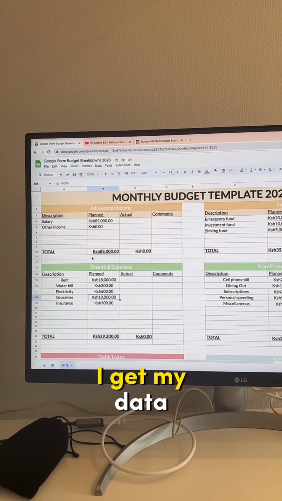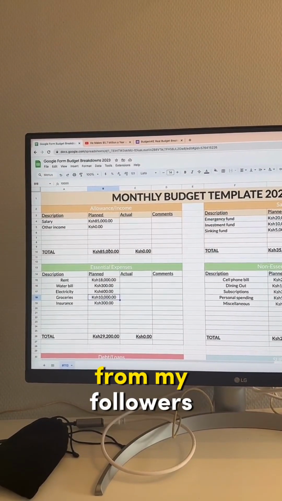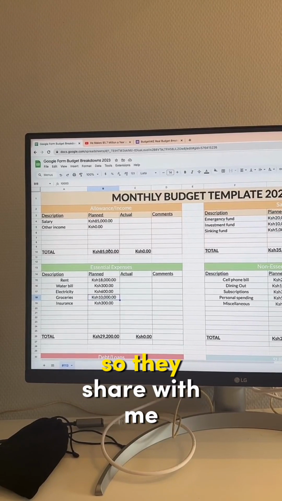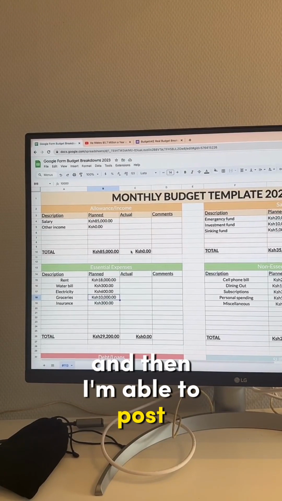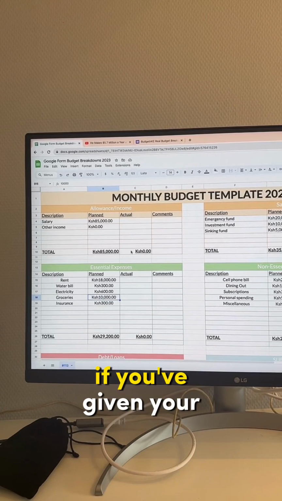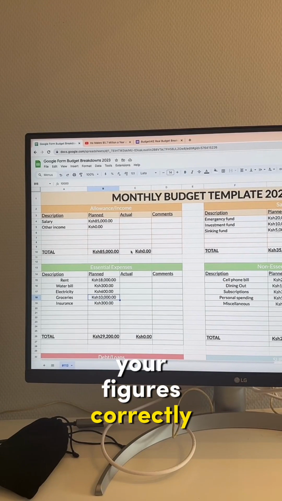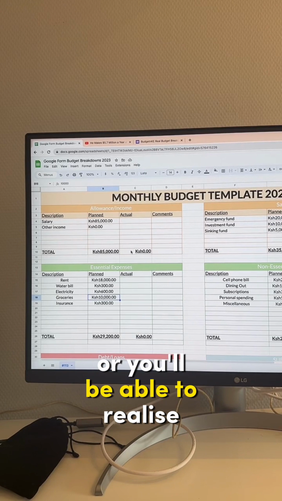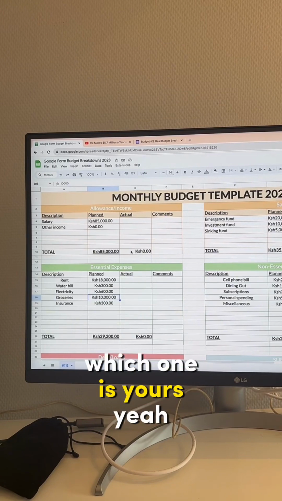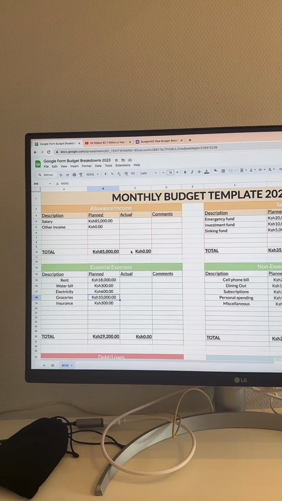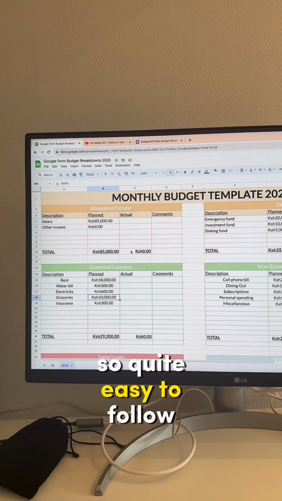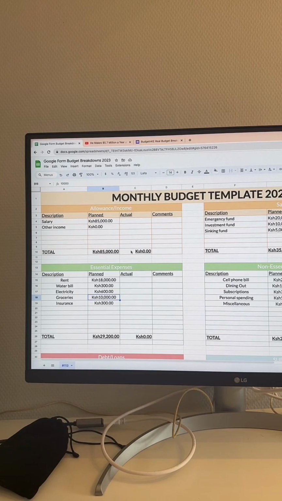So that's how I get my data from my followers. They share with me, and then I'm able to post anonymously. And of course, if you've given your figures correctly, you'll be able to realize which one is yours. So quite easy to follow.